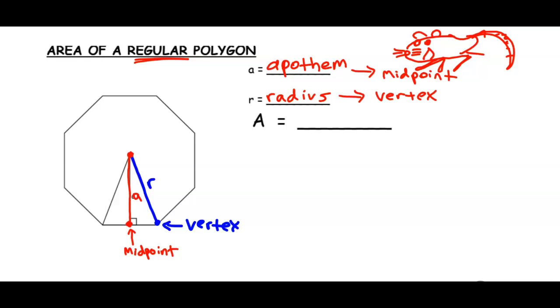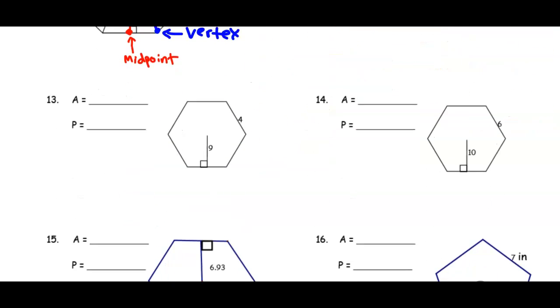Okay, so the area of a regular polygon is 1/2 a p. Okay, big P is perimeter. Now, another way to write this, and this is the way I'm going to do it, is a times big P over 2. Apothem times perimeter divided by 2. Okay, so let's try that down here.